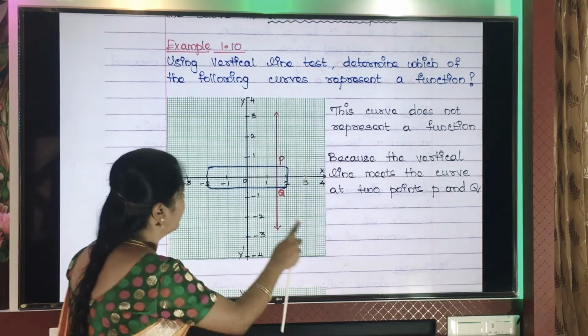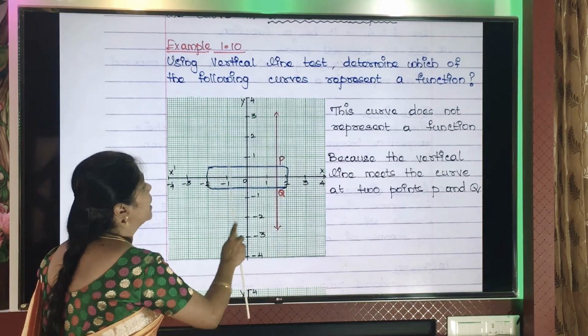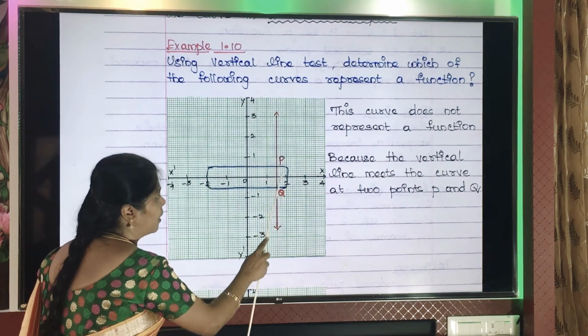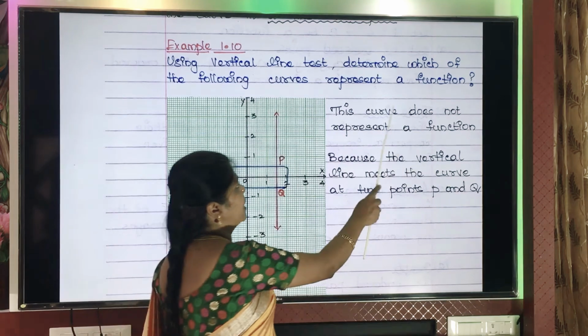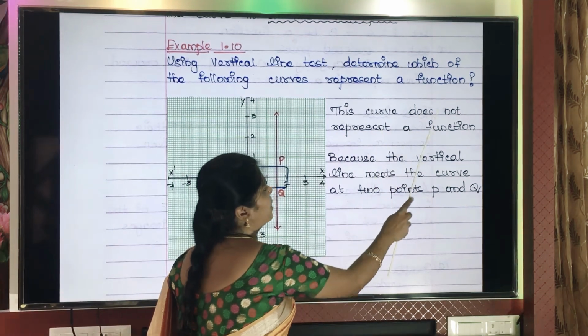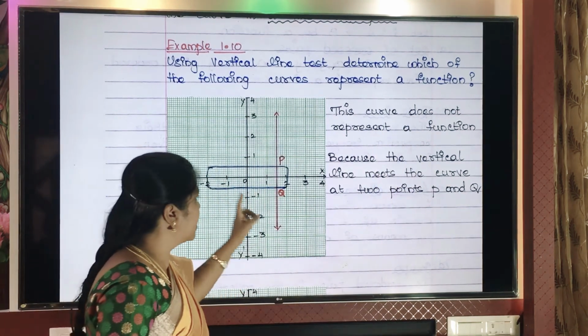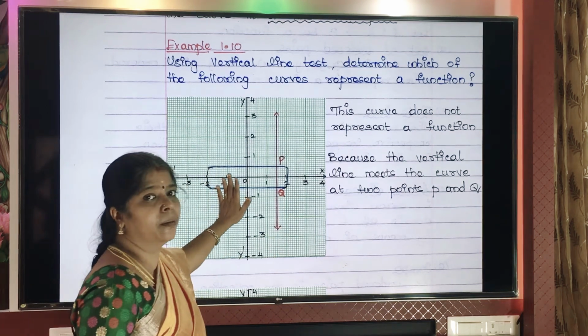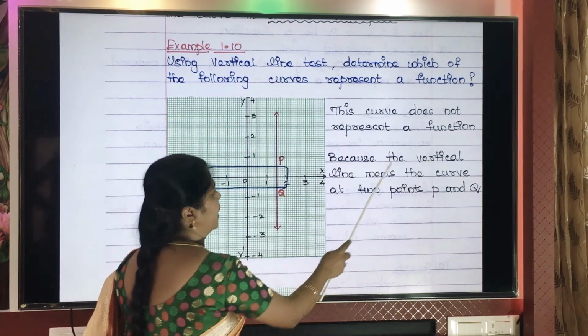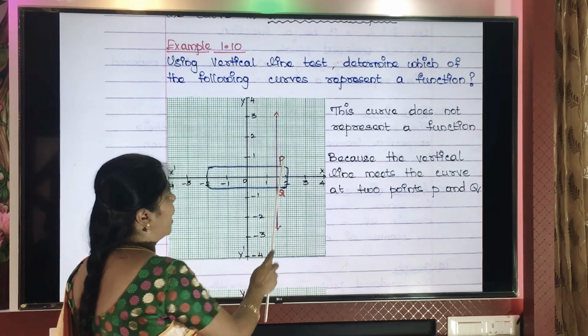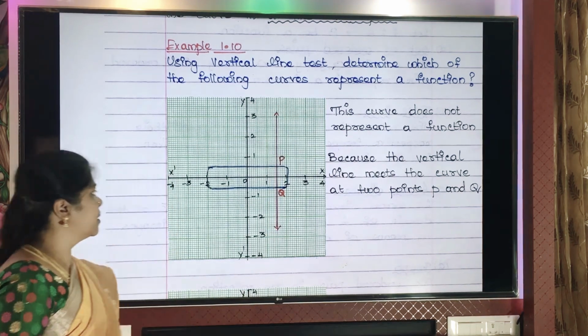Because the vertical line touches the curve at more than one point, we say the curve does not represent a function. This curve is not a function. Why? Because a vertical line meets the curve at 2 points. Next.